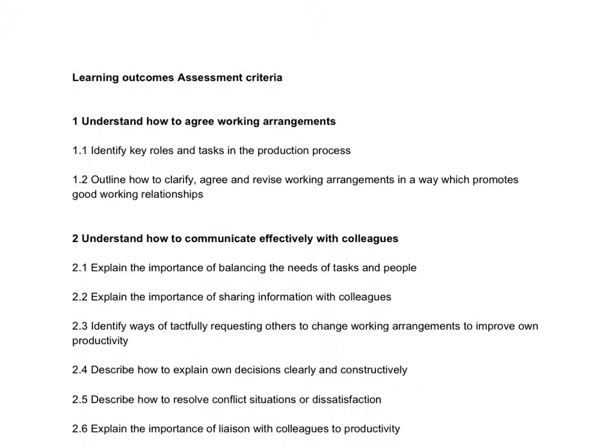So who outlines and decides the working arrangements? Often the line manager. So what are the key roles and tasks in a production process? Use your own role as an example of this. Maybe a project that you've worked on perhaps. So the key roles, who are the main players in a particular project that you've worked on recently or are working on currently? What are the tasks within that to help you get that project done?